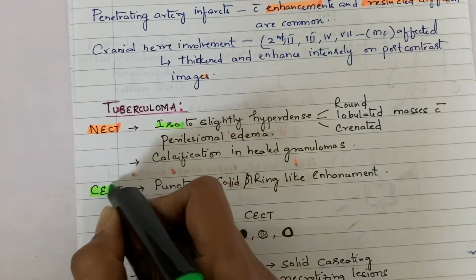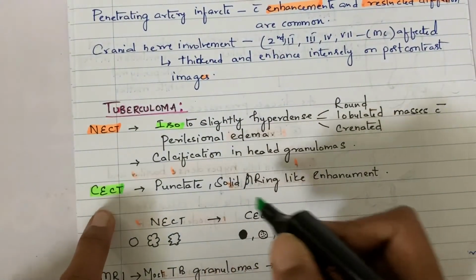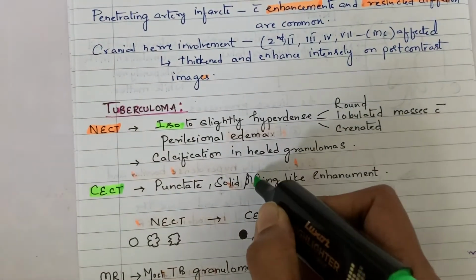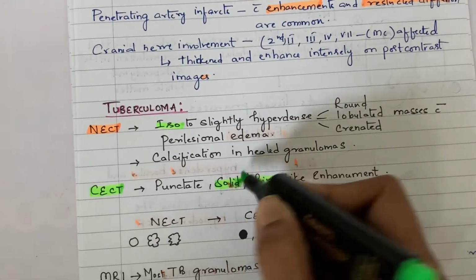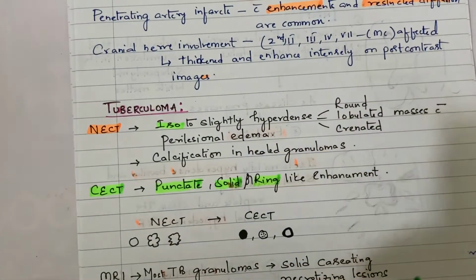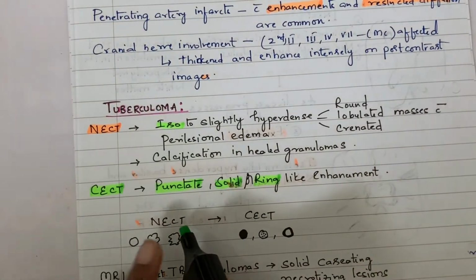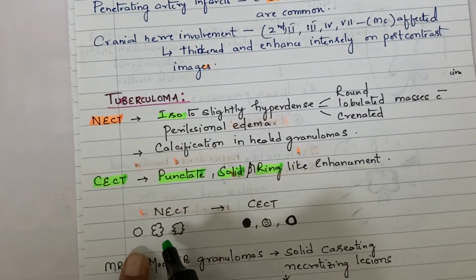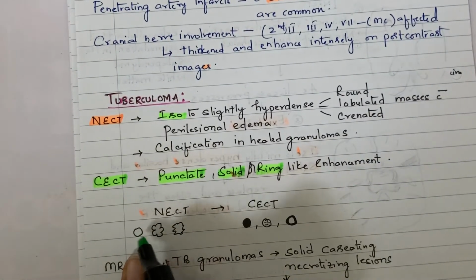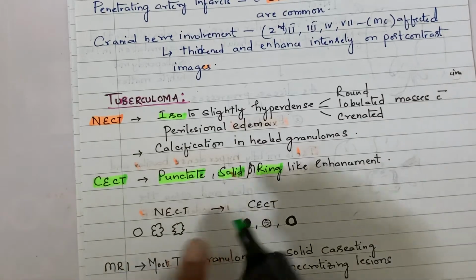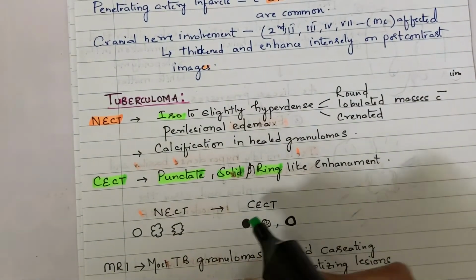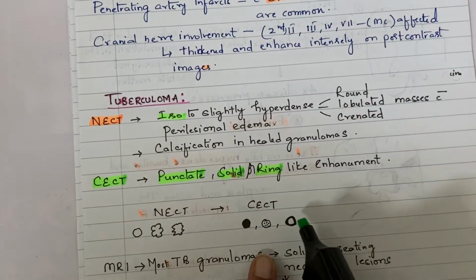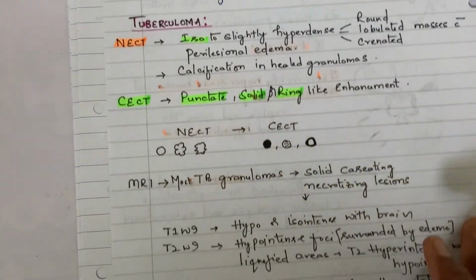These are non-contrast CTs. On contrast enhanced CT, they have three types of enhancement: ring-like enhancement, solid enhancement or punctate enhancement. So normally on non-contrast CT, that is plain CT, they are iso to slightly hyperdense, and they can be round, lobulated or crenated. On contrast enhanced CT, they can have solid, punctate or ring-like enhancement.